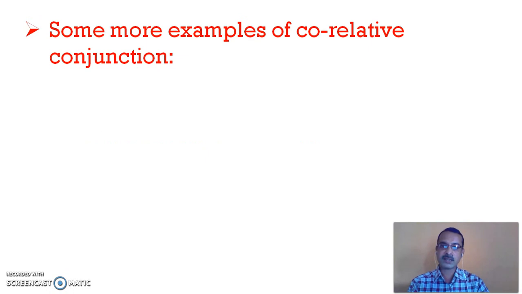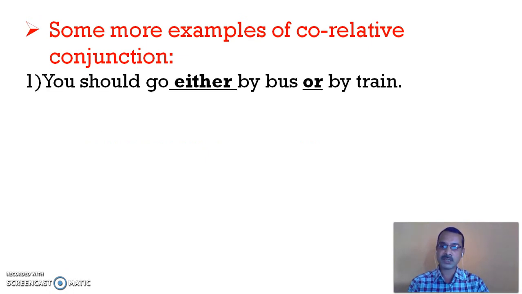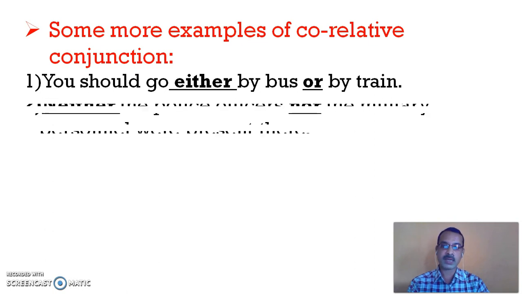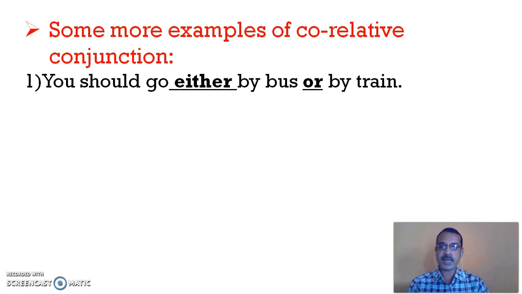We can see here some examples of correlative conjunctions. In the first example, we should go either by bus or by train. These places will be blank in your exam, and you have to think only about the relationship between bus or train. Bus or train, these are the options. Here is the relationship of option. You should go either by bus or by train.